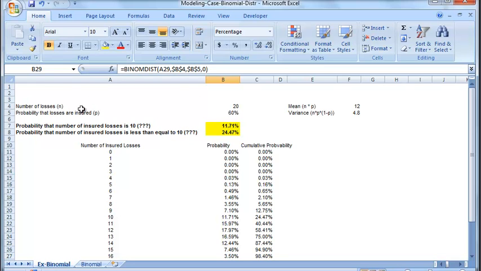So try to redo whatever we did and saw over here, and it will help you understand the concepts of binomial distribution. This is very powerful and widely used. So having a good understanding of binomial distribution will help at work.